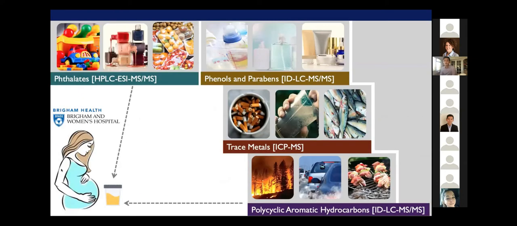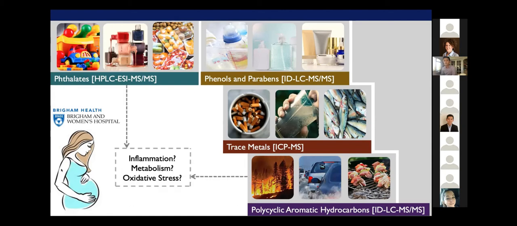So among the chemical biomarkers in the LIFECODES cohort, we've had the capacity to measure 4 different classes. This includes phthalates, phenols and parabens, trace metals, and polycyclic aromatic hydrocarbons, all of which were measured in urine samples. And you can see in the corresponding images here some of the common sources of human exposure to these chemicals and trace metals. Based on the mechanistic literature, we know that these chemicals can act through multiple different biological pathways upon human exposure.